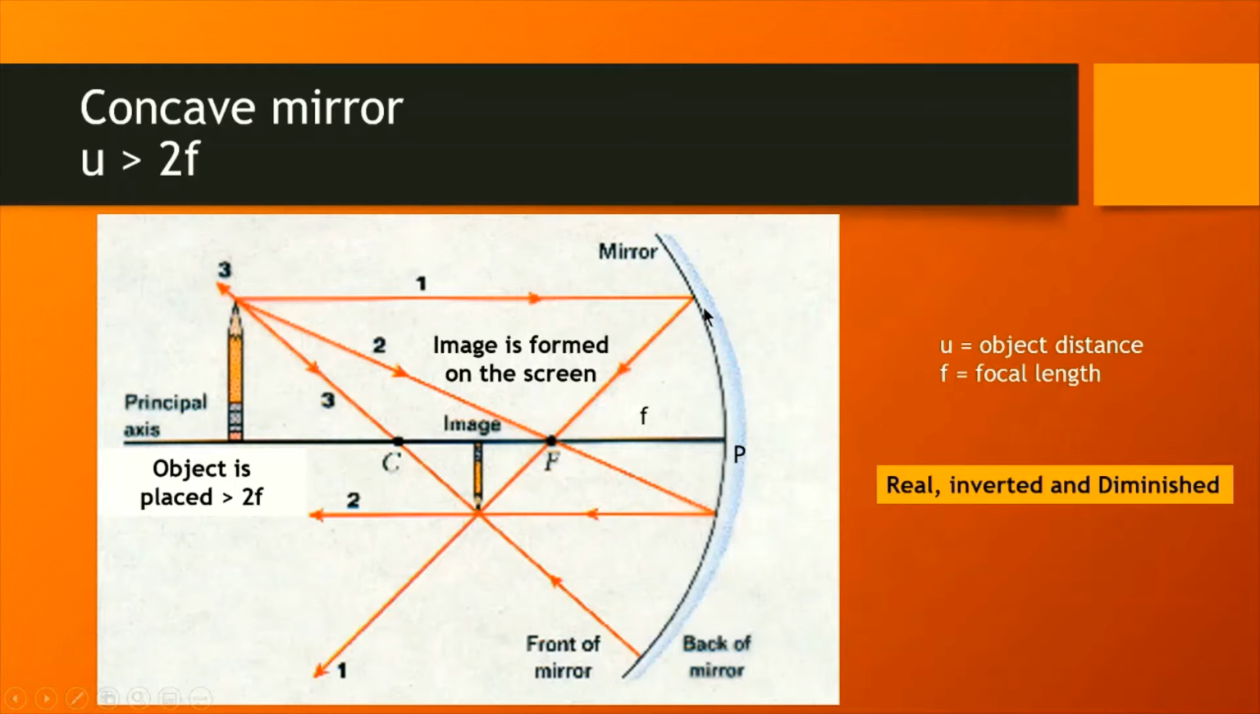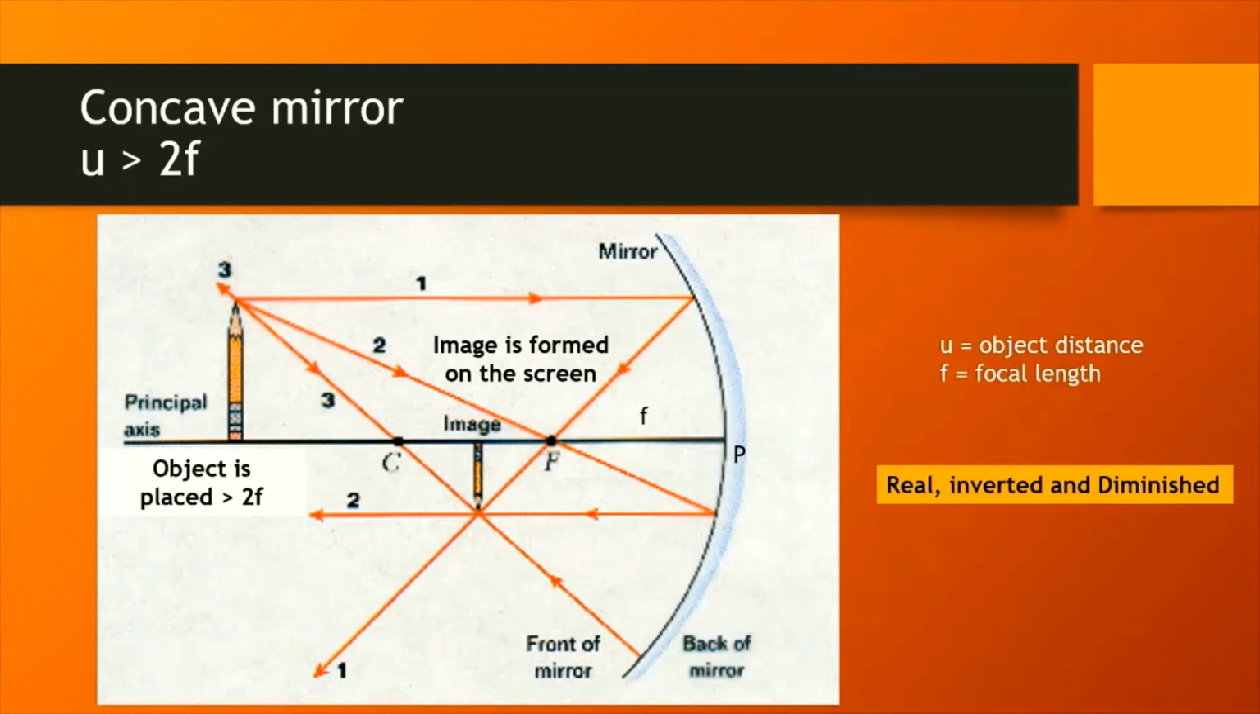So draw ray P, reflected towards F, and draw ray F, reflected parallelly. You see the two reflected rays intersect here. So this is the image. You can also draw ray C, reflected back the same way it comes from. You see the three reflected rays intersect at the same point. So the image is formed at the intersection of the reflected rays.